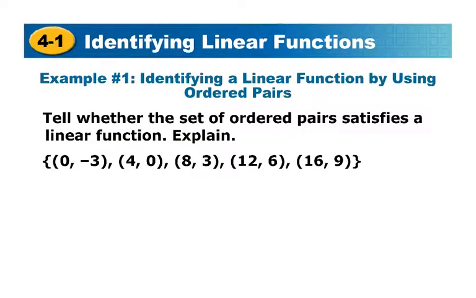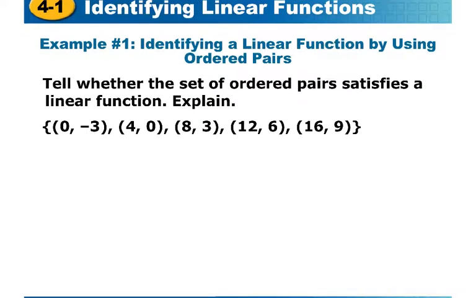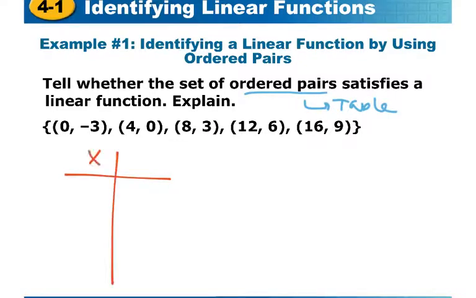So the next one, we're going to get a set of points, which of course just actually makes a table anyway. So tell whether each set of ordered pairs, and of course we'll convert that to a table, satisfies a linear function. You could of course do this if you had a better mental vision than I do, but I tend to need them laid out. So as I look through this, I'm going to write each of the coordinates. So we've got (0, -3), (4, 0), (8, 3), (12, 6), and (16, 9).